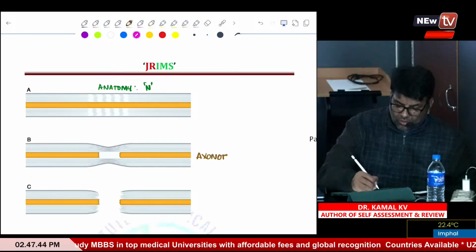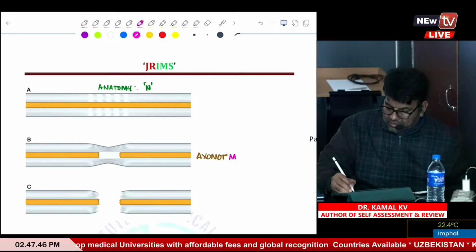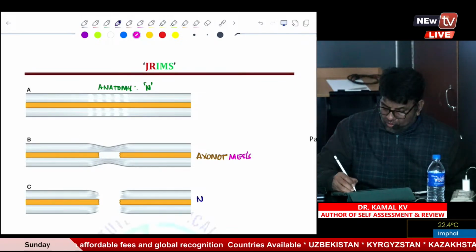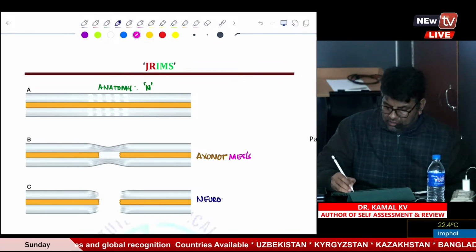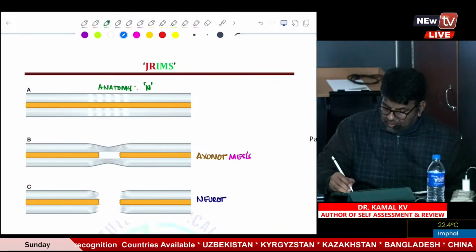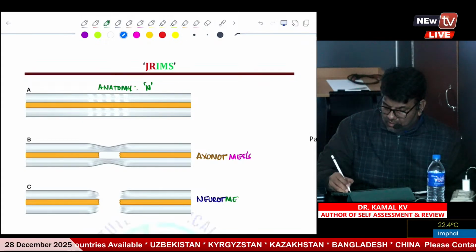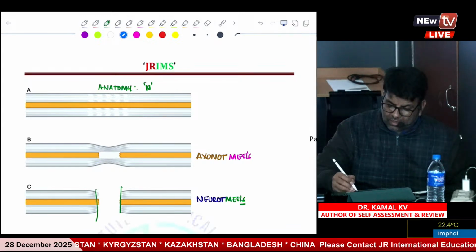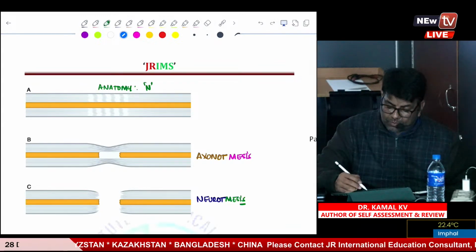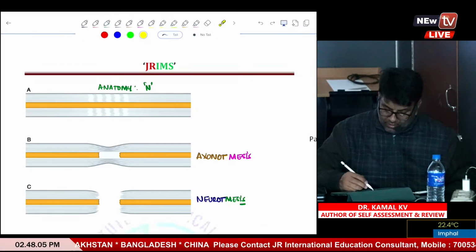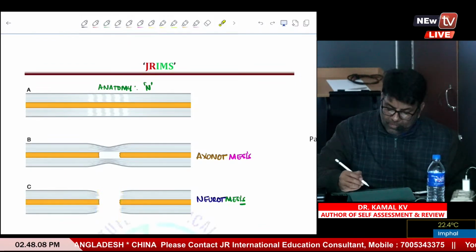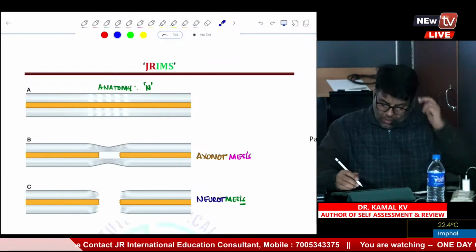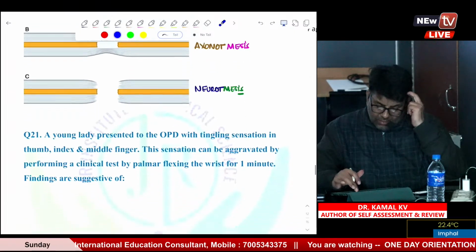So this is axonotmesis. Axons are cut. And if the whole nerve is cut, you will call it neurotmesis. So you can see here the whole nerve is cut into two parts, and therefore the prognosis of spontaneous recovery is very bad here. Right? So these are the three types of injuries.